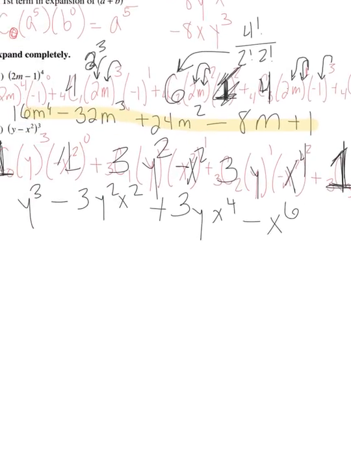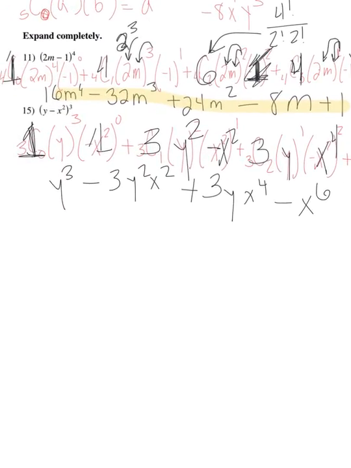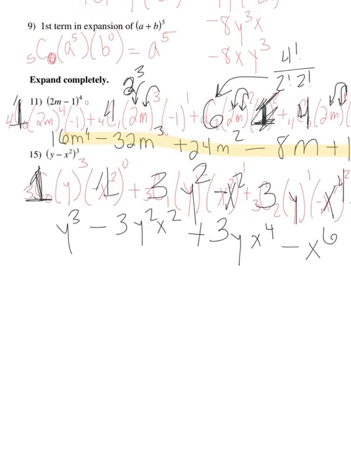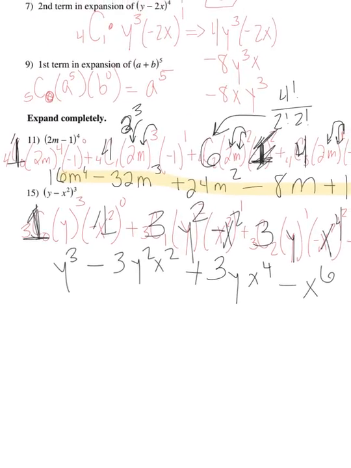Okay, and I end up with this little 4-term polynomial: y cubed minus 3y squared x squared plus 3y x to the 4th minus x to the 6th. I know that seems like it's a lot of work, but it's really only a couple of steps. It's just memorizing the pattern. So we looked at that gross binomial formula yesterday. Just try to memorize the pattern.